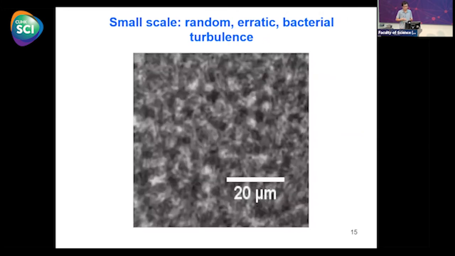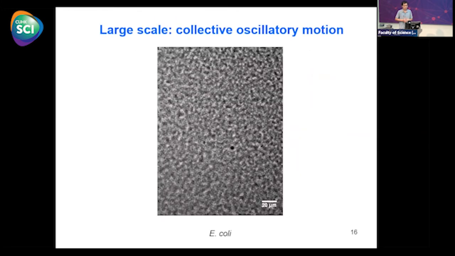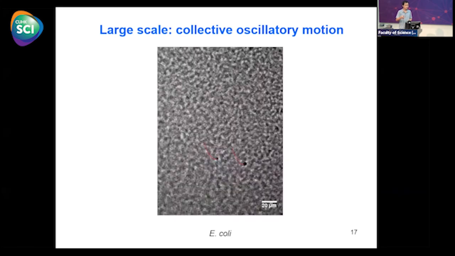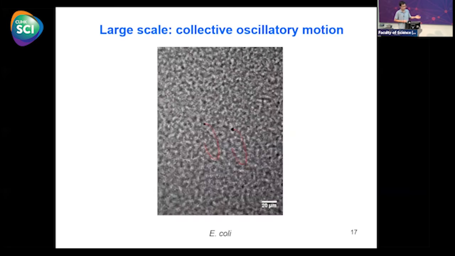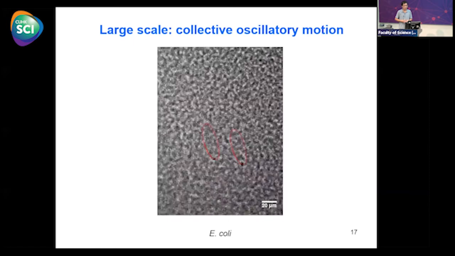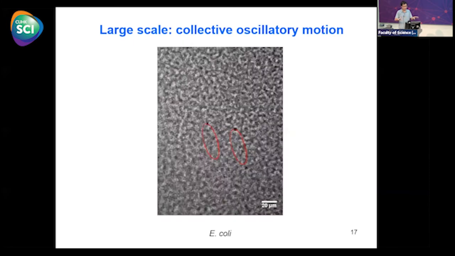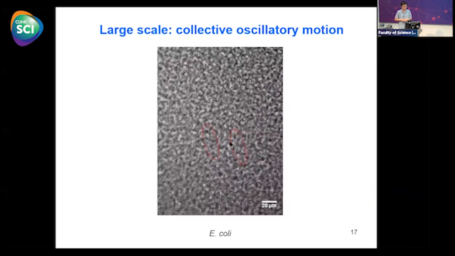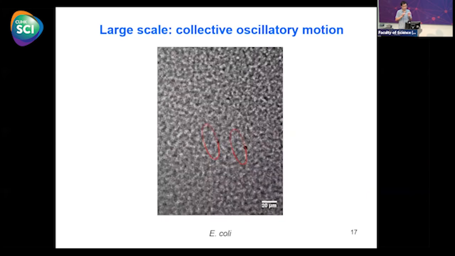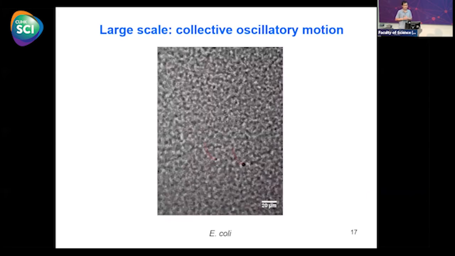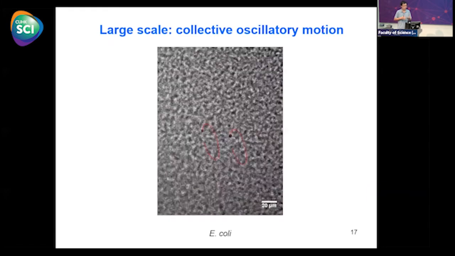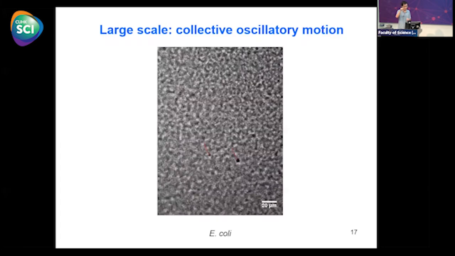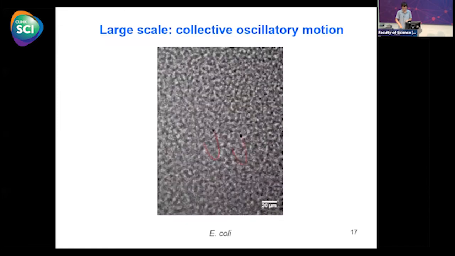But if you look at them at a larger length scale, you will see some hidden order emerging. And this hidden order is best visualized by putting some passive tracers in the system. Here we see the movement of two tracers that undergo very regular periodic oscillatory movement, suggesting that the cells underneath are undergoing some form of weakly synchronized collective oscillatory motion. The mechanism behind this is that the random trajectories of the cells are weakly coupled in the way of angular velocity coupling. So their angular velocities are weakly coupled. This is so-called weak synchronization.